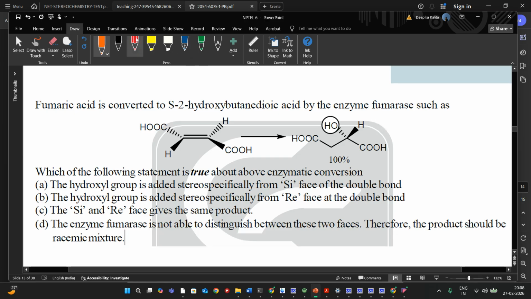So you have to remember, since the product given is already S configuration, you can conclude that the hydroxyl group has been added from the Si face of the double bond. Okay, if the product has the absolute configuration R, you can say that the addition is taking place from the Re face. I hope this was clear to you. Hence, option A will be the correct answer.